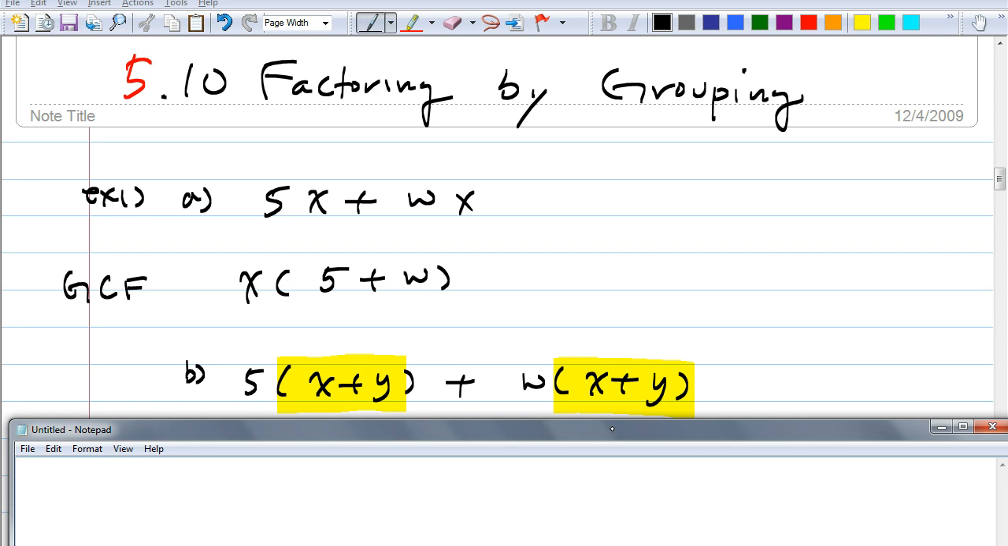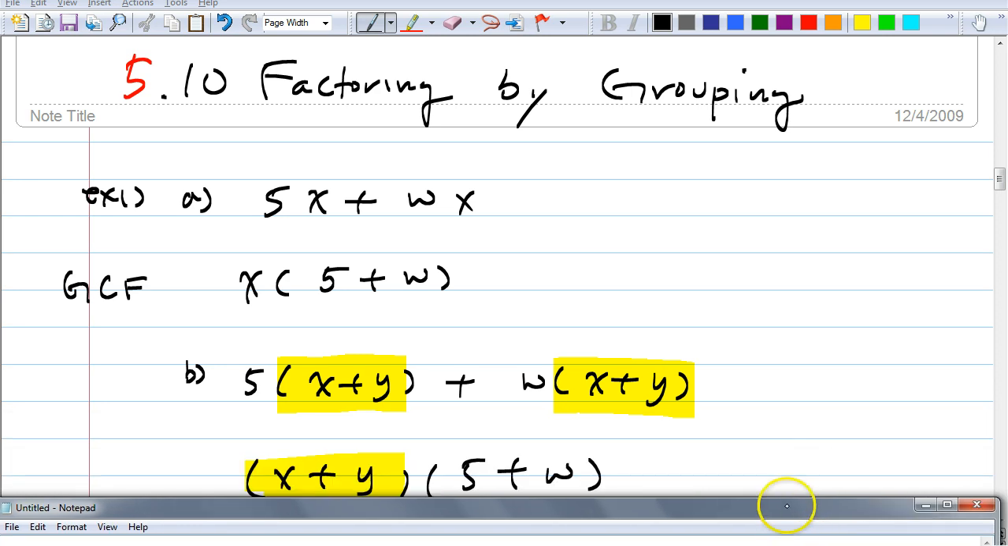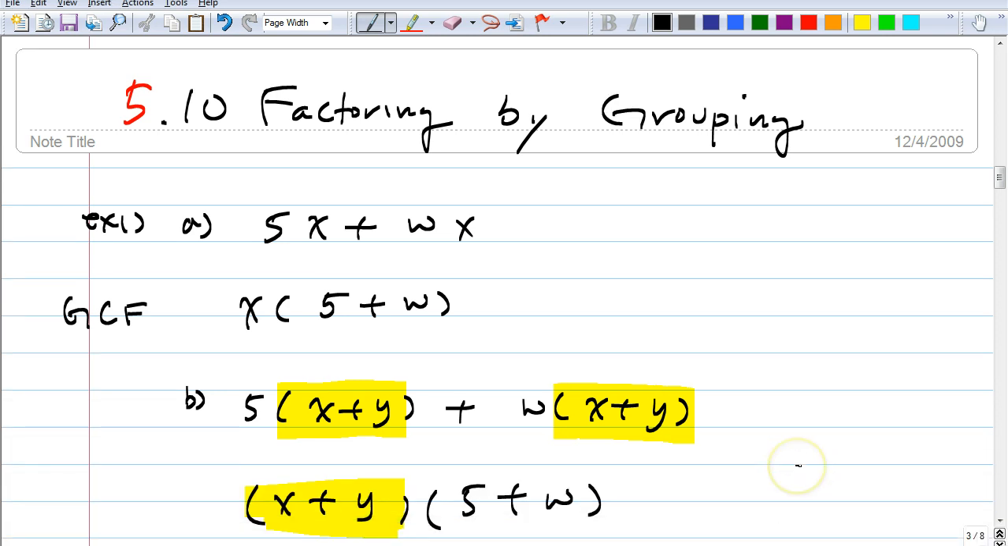Carolyn, how do we factor this? What's your GCF? x plus y. Exactly. It was x before. Now, instead of x, we have x plus y in both of the terms. Tell me what to write. x plus y, and in parentheses 5 plus w. You see the game that you guys are used to this, right? They use substitution. Instead of x, they like to plug in some binomials or trinomials, whatever they want. But it's the same idea.